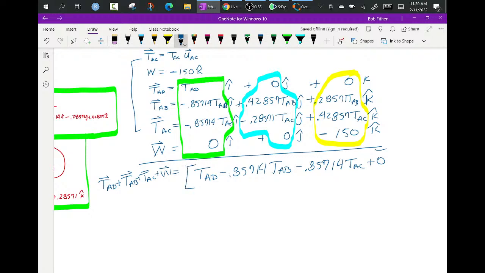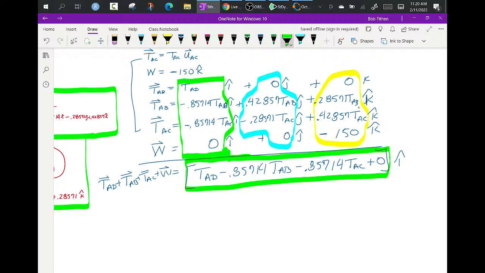So technically, this is the same thing as that. Now, I'll do the J component, which is, again, I'm just doing this one, and this one, and that one, and that one, and then I'm going to write them all down. So I'm even going to carry the 0.42857 TAB minus 0.28571 TAC plus 0J.